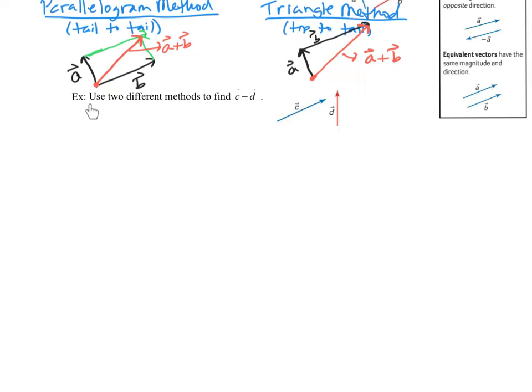So now let's try this next example. This one says use two different methods, meaning the parallelogram method and the triangle method, to find vector C minus vector D. Well, the first thing we need to do is rewrite the problem. Vector C minus vector D is the same thing as vector C plus the opposite of vector D. So we're going to find the resultant vector by adding together vector C and the opposite of vector D.